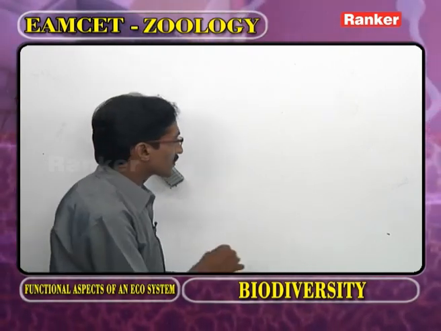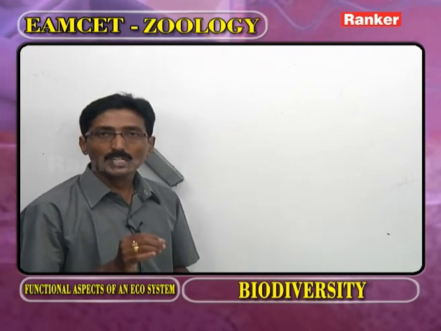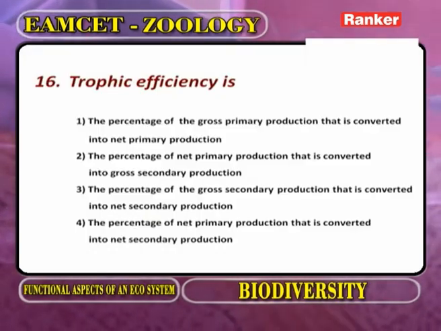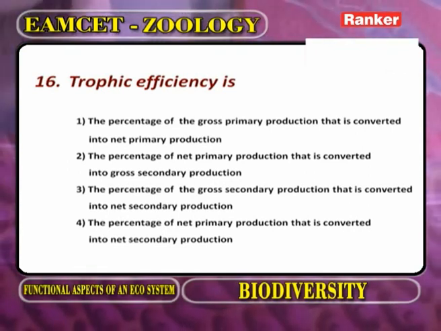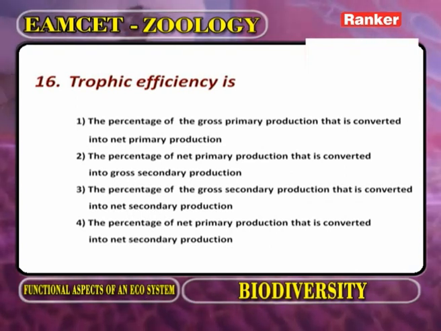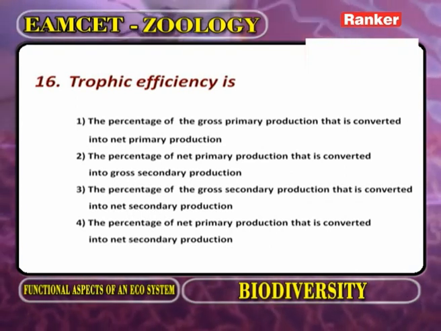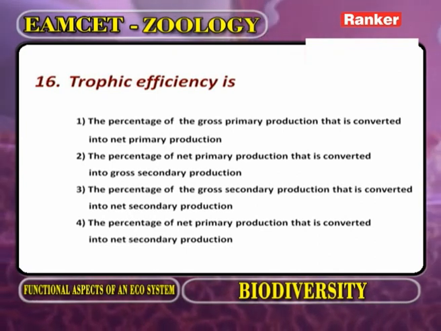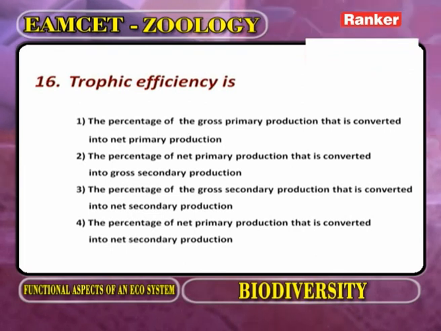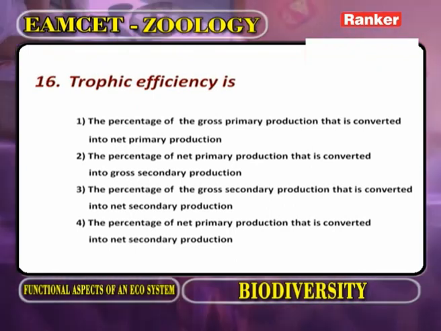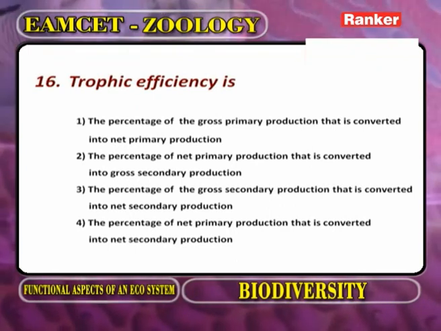Now we go for the next question. What is meant by trophic efficiency? Where do we have to observe this? In energy flow. While explaining energy flow, one is called exploitation efficiency, the second is called assimilation efficiency. And here, what is the trophic efficiency?